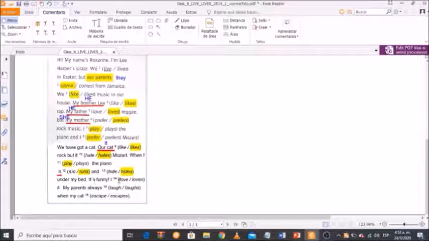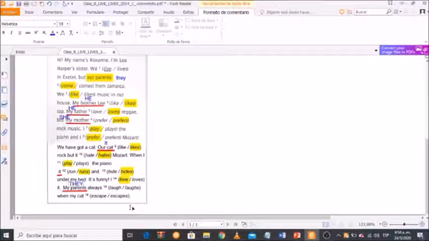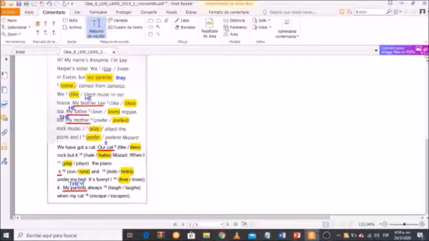Okay, it's funny. I love or loves it. And again, pay attention to the subject of this sentence, sorry. Okay, so we say, I love it. My parents always love or loves. So, what is the subject of this sentence? The subject is my parents. And we know that we can replace this with the pronoun they. So, we don't have to add an S. We say love. Okay, my parents always love.